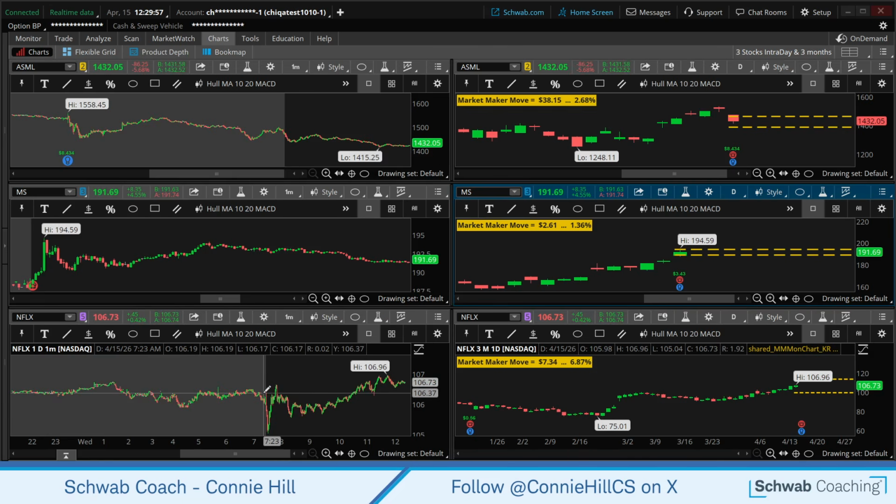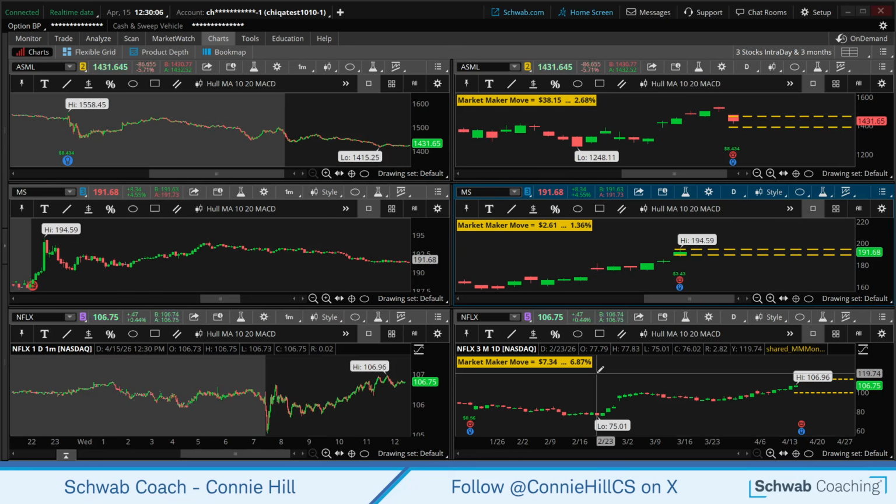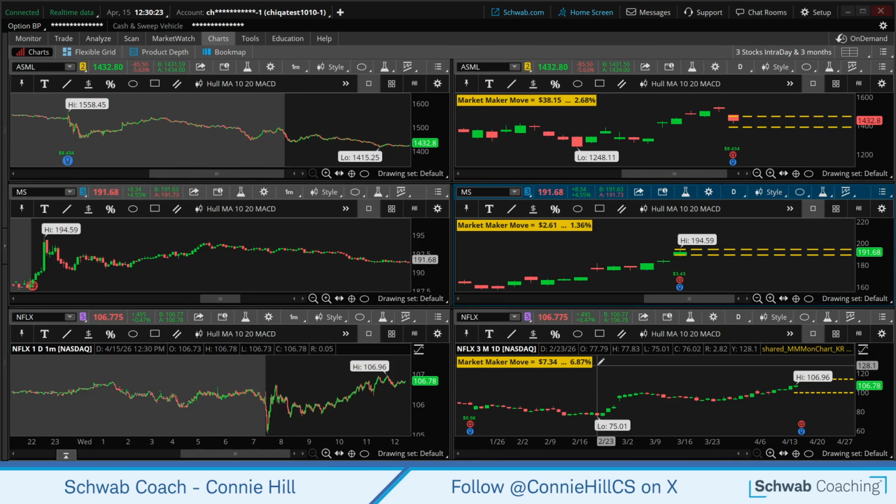Now, on the right side there's something we call the market maker move. The market maker move is an indication of what the options have been priced at the money, and it gives us an idea of what kind of a move those market makers are expecting. It's not guaranteed to make that move. It could be bigger, it could be smaller, but it gives us an idea of what's priced in.